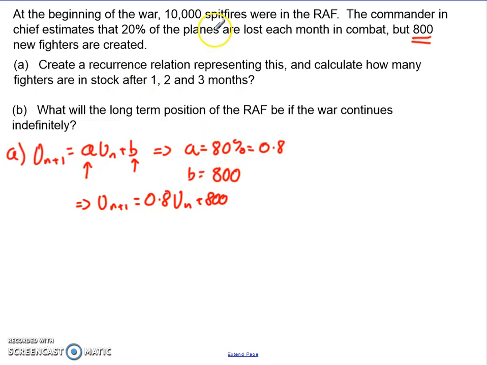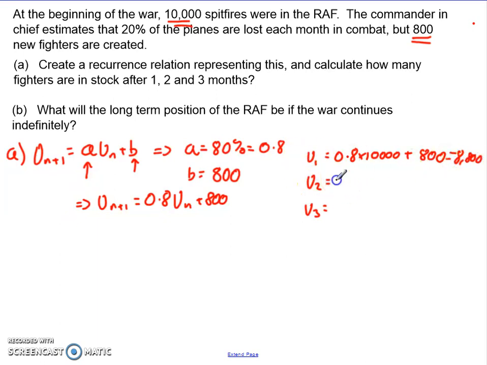So now I want months 1, 2 and 3, so I essentially want to calculate U1, U2 and U3. So I need to figure out my starting value. Well, that's here. Beginning of the war, 10,000 Spitfires. So for U1, I know I want 0.8 times 10,000, add on the extra 800 that's going to occur. Calculating this, what you end up getting is 8,800 planes.